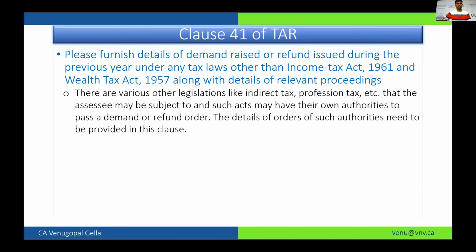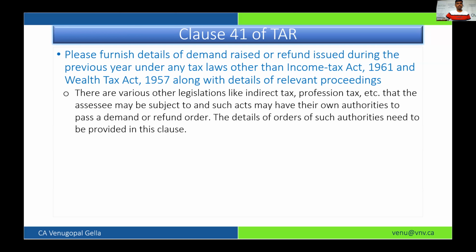Some may be received in manual. So you have to check whether you have received any notice or demand order. If it is received, you need to report it over here. Similarly is the case of refund. Whatever refund application you have made, how much refund is sanctioned and how much is pending needs to be reported.